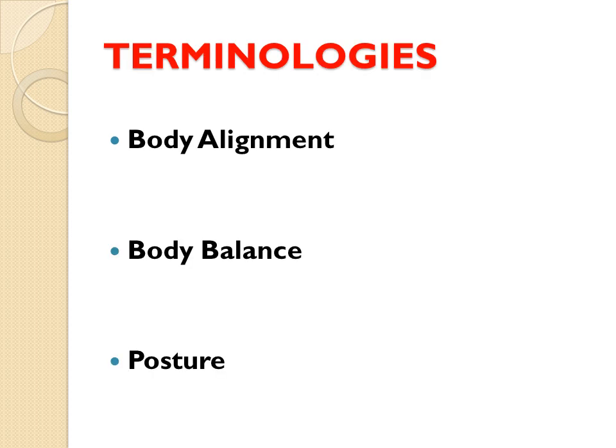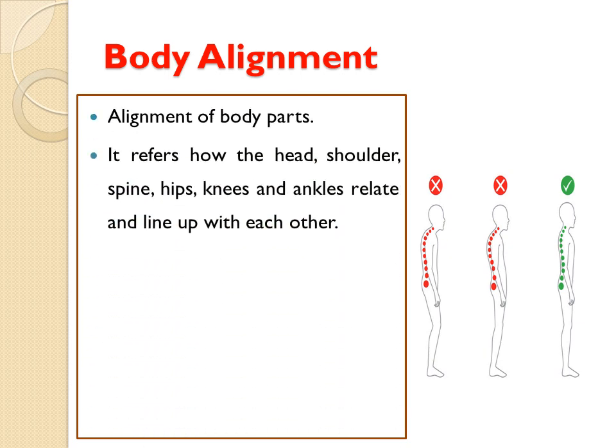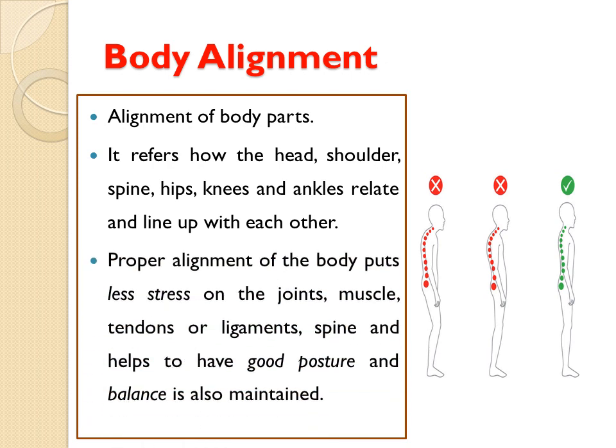So three terminologies we have to understand: body alignment, body balance and posture. Body alignment. It's the alignment of body parts. It refers to how the head, shoulders, spine, hips, knees and ankles relate and line up with each other. Proper alignment of the body puts less stress on the joints, muscles, tendons or ligaments, and spine, and helps to have good posture, and balance is also maintained.